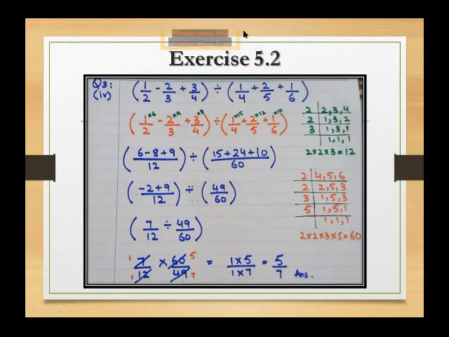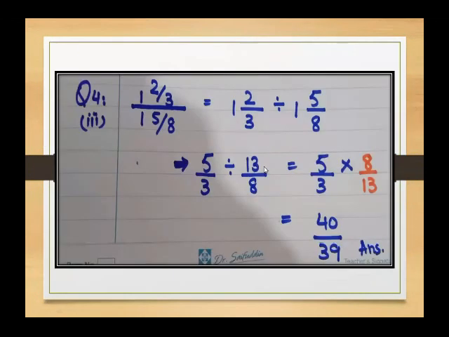Hope you'll get it. Take a screenshot of it. Now move towards the next question, which is a question of complex fraction. This is question number 4, part 3. It is present in your book, page number 91. Take a screenshot of it as well. And the question is 1 whole 2 upon 3 upon 1 whole 5 upon 8 is equal to.